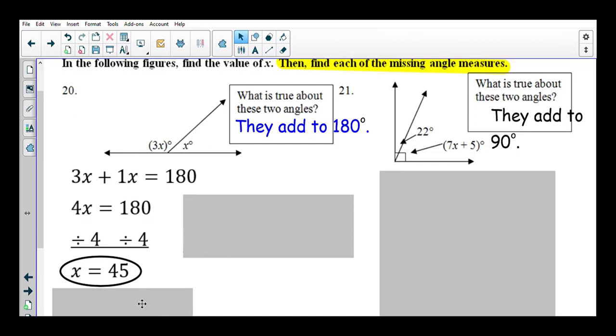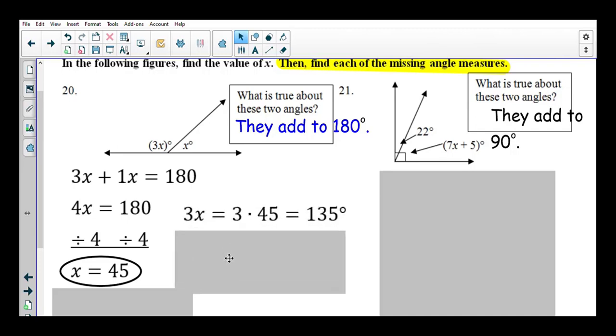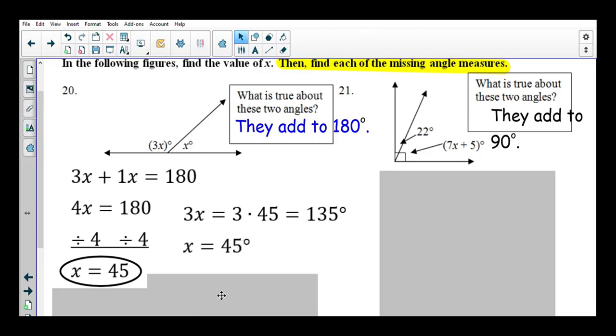We need to find each of the missing angle measures. We have two angles there, x and 3x. So 3x is going to be 3 times 45, which is 135 degrees. So this angle right here is 135 degrees. You can write it right on the picture if you want. I just put it down below where I had a little bit more space. Usually on quizzes in this unit and on the test, I put a blank that'll say 3x equals so that you can find that angle measure. And then x we already know is 45. So we already found that.